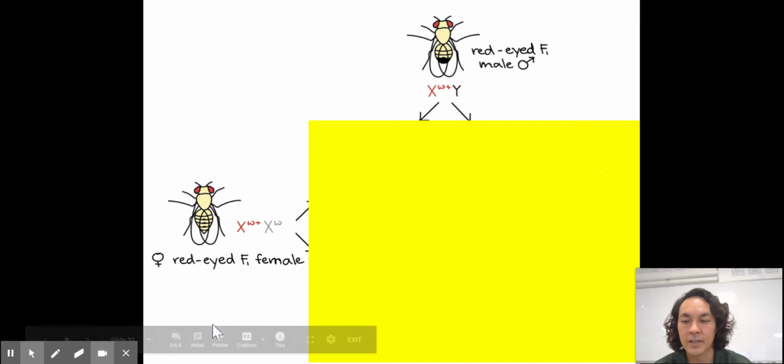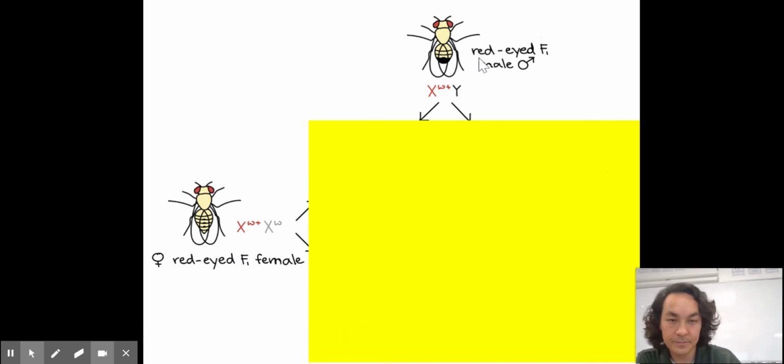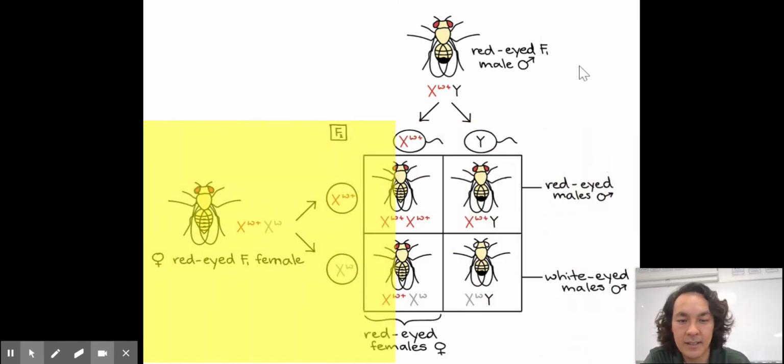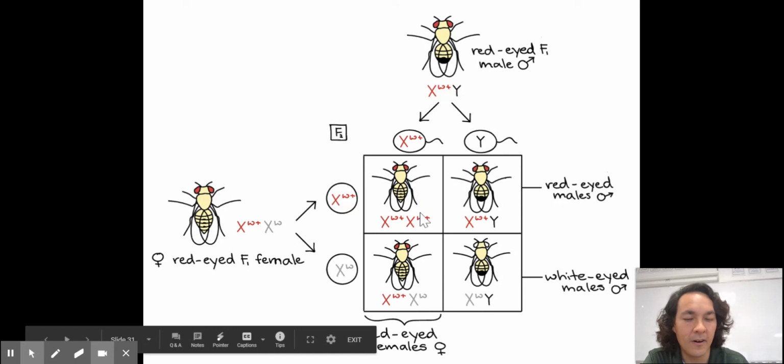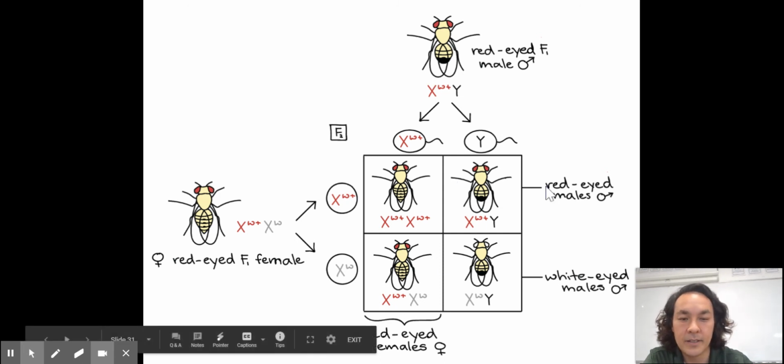So let's do it here. Let's take the heterozygous red-eyed female with the red-eyed male. And if we breed them, we get, okay, all girls are still red-eyed, but half of the boys are white-eyed. This is the exact same as that hemophilia Punnett Square we just did. And this is what Thomas Hunt Morgan and Alfred Sturtevant looked at and figured out these ratios.